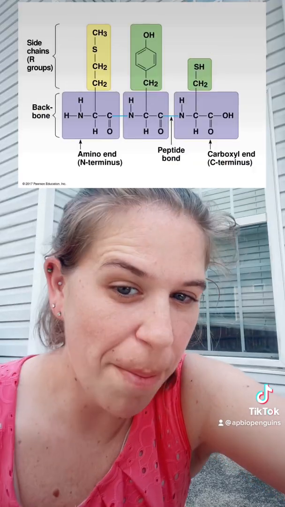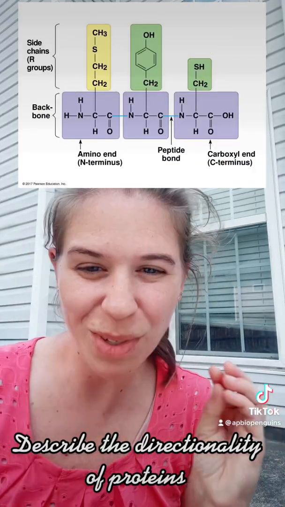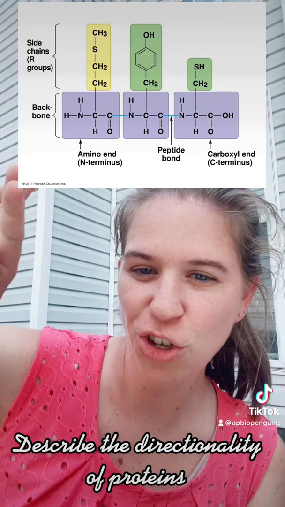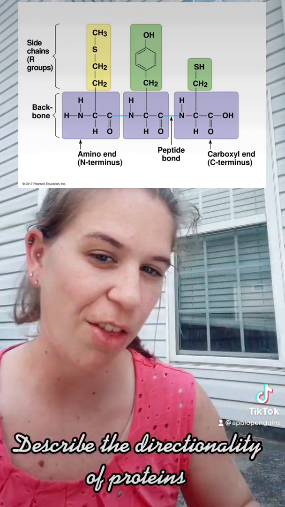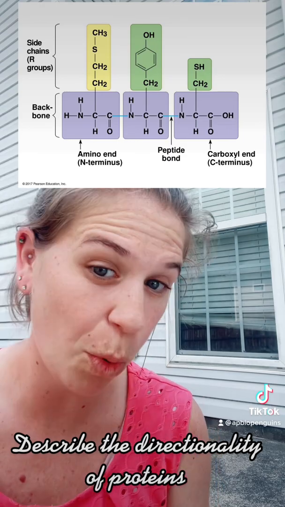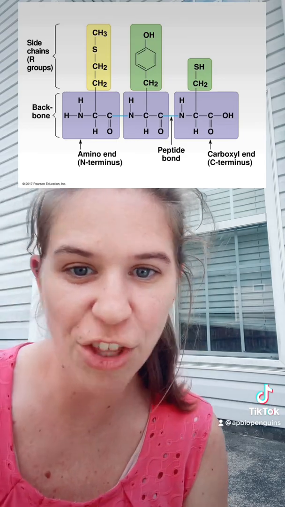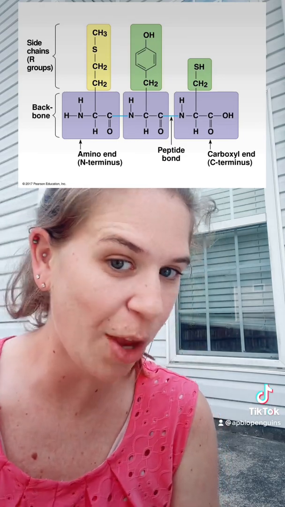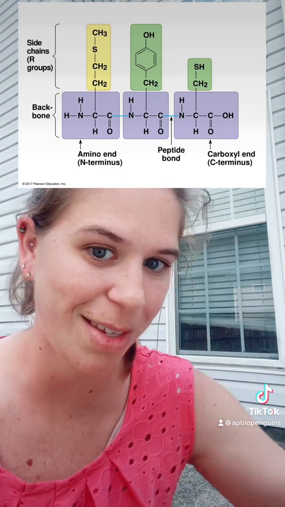So if we look at this tripeptide, we're going to notice that there's 2 sides to it, right? There's the N terminus, which is where the amine group is, and then there's a C terminus where the carboxyl group is. This is the directionality that's important to know for proteins, just like the directionality that we saw with our DNA with the 5' and 3' ends.